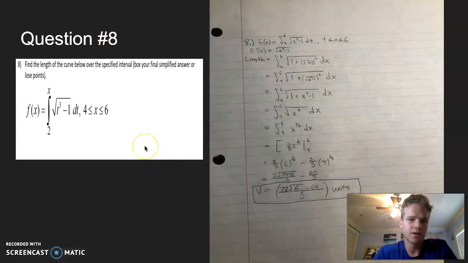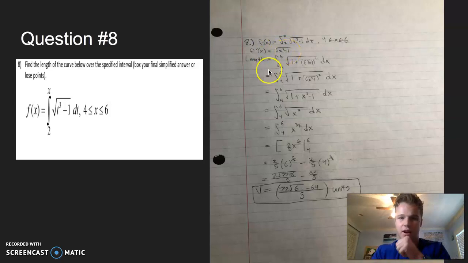Question 8. Find the length of the curve below over the specified interval. And the function is f of x equals the integral from 2 to x of the square root of t cubed minus 1 dt, and then it's from 4 to 6. So first I use the fundamental theorem part 1 to find the derivative of this function. I found that to be the square root of x cubed minus 1.